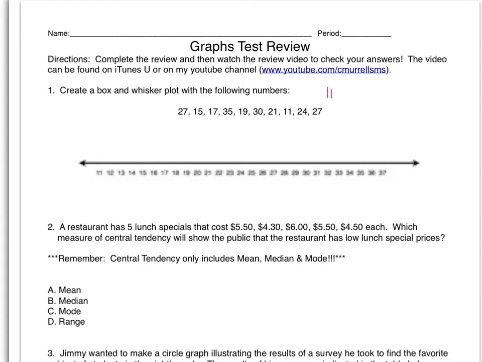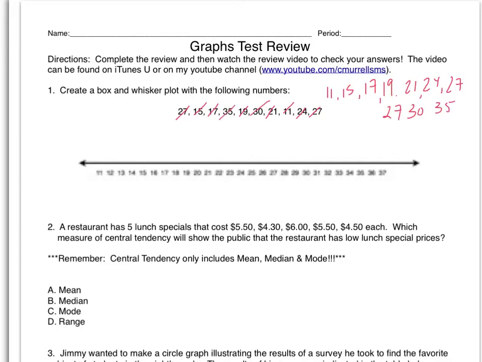We have 11, 15, 17, 19. It's a good idea, and I haven't been doing it, to go ahead and cross them out as you're going so that way you can kind of keep track. 21, 24. I have 27 twice. I'm going to run out of room, so I'm going to put it down here. And then 30, and then 35.